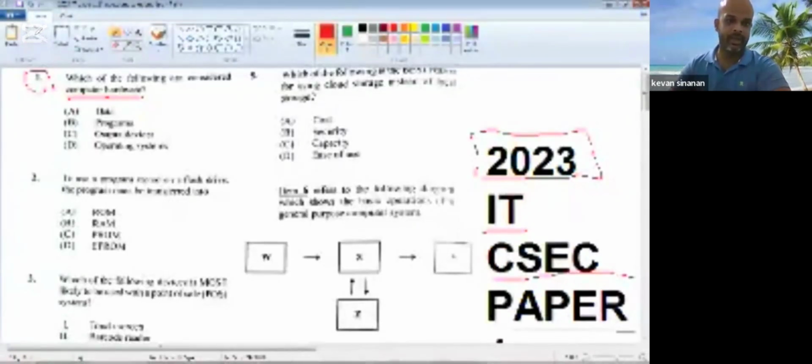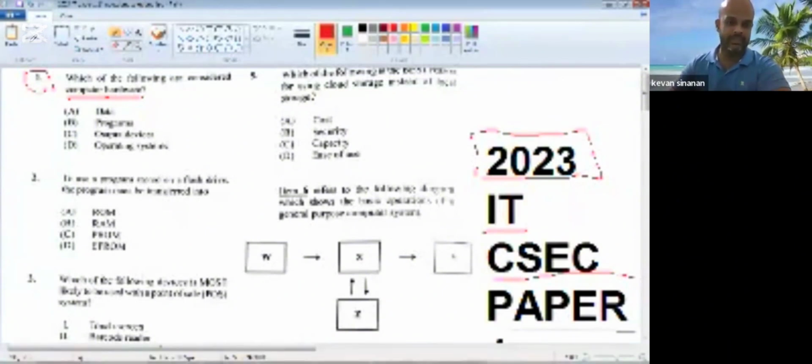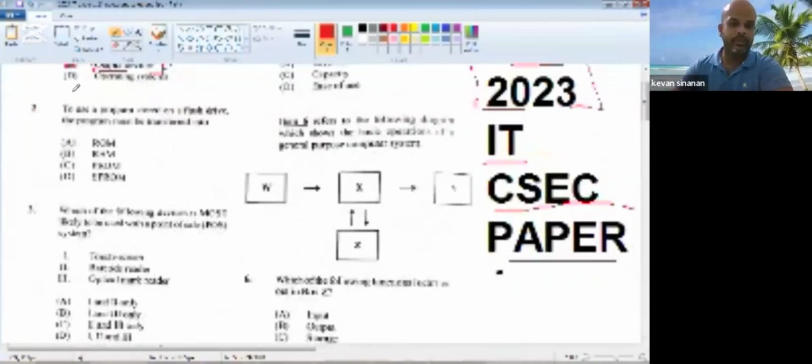And the thing with hardware are actual physical devices. So data is not a physical device, programs are not physical devices, operating systems are not physical. However, the option C is our output devices. So our correct answer is C, output devices. Question 2.